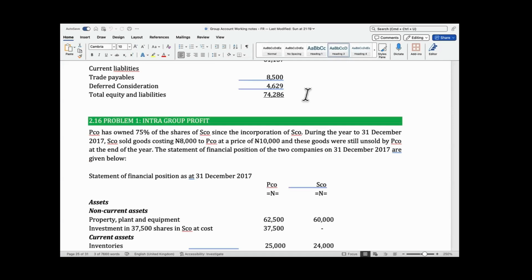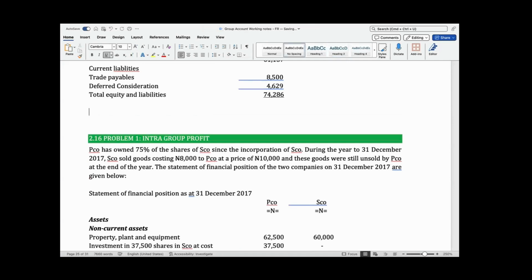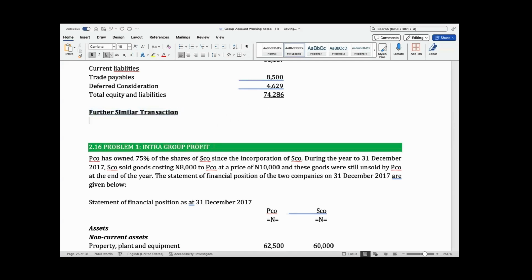And it's still the same thing that we're going to do going forward. But we are going to look at some further intragroup transactions, how to cancel them out. Typically, the ones we are going to look at are further similar transactions between the parents and the subsidiaries, because the whole idea of consolidation is we want to prepare the accounts to look as if they are those of a single entity. So any transactions between the two must be cancelled out.